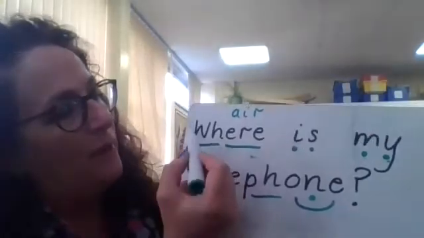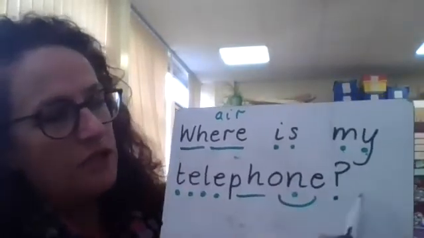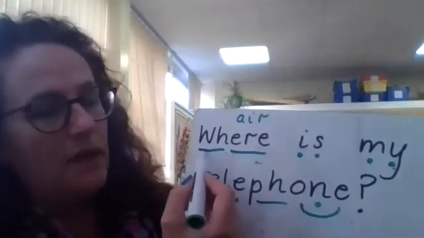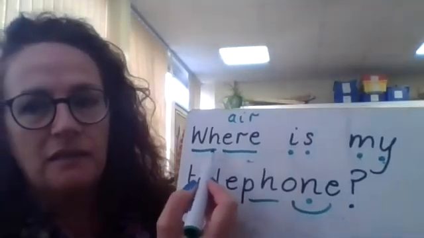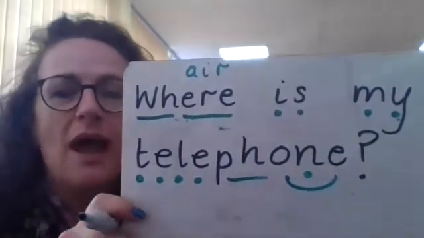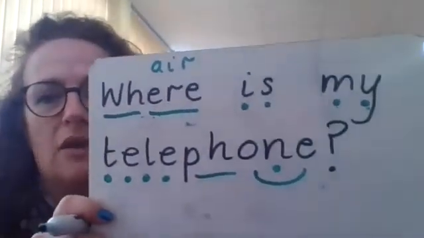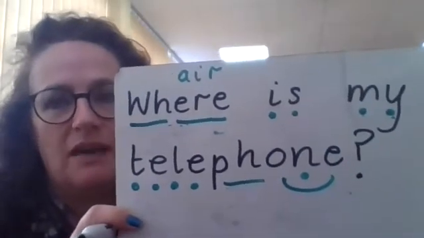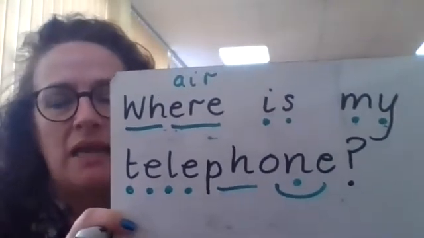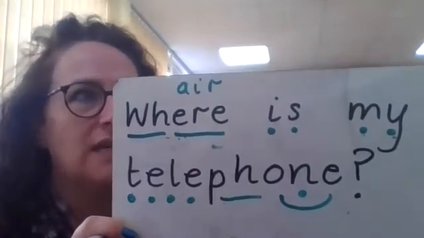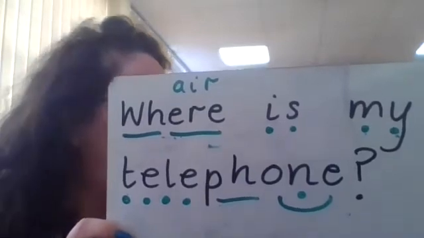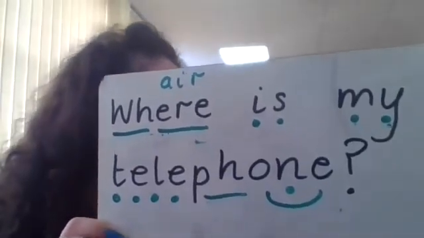So you should have a capital letter here and a question mark here. You need to have the PH correct and the WH correct. You really should have all those words spelt correctly because they are keywords that we've been learning, apart from telephone. Where, is and my, you learned all of those words in reception. So where is my telephone should be perfect.